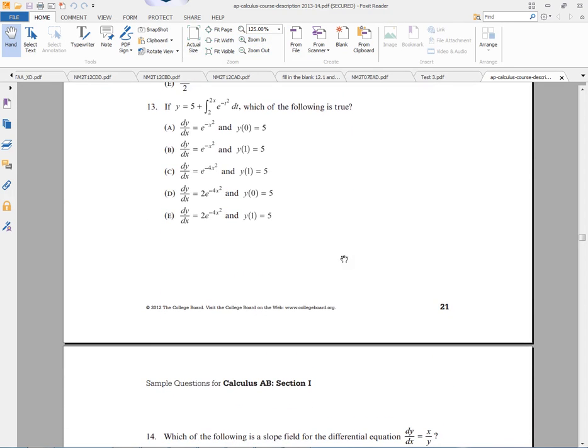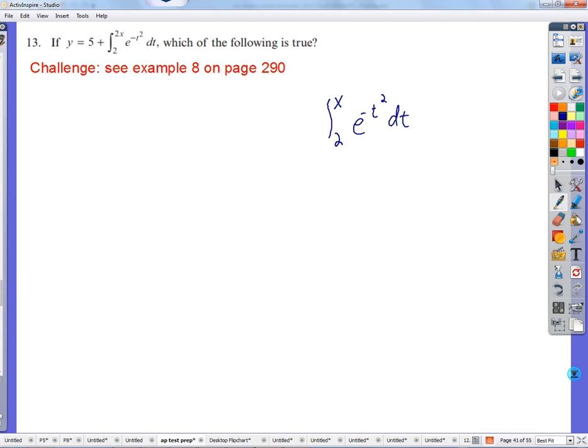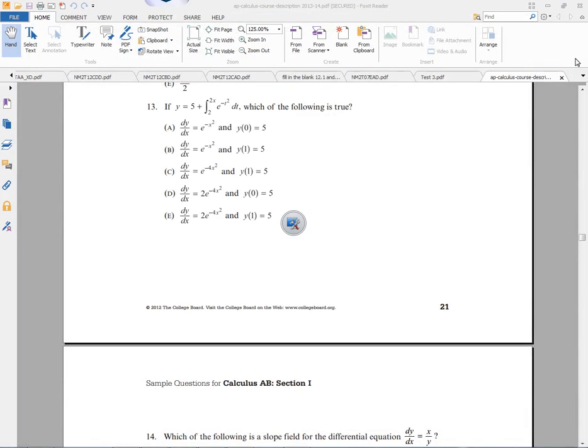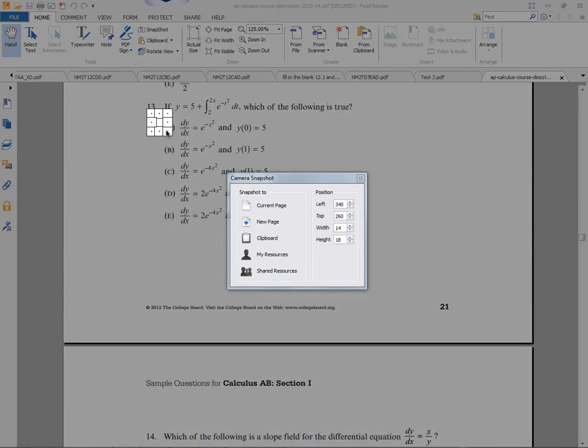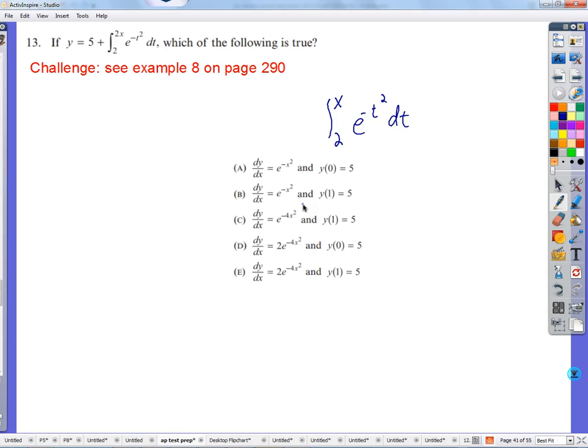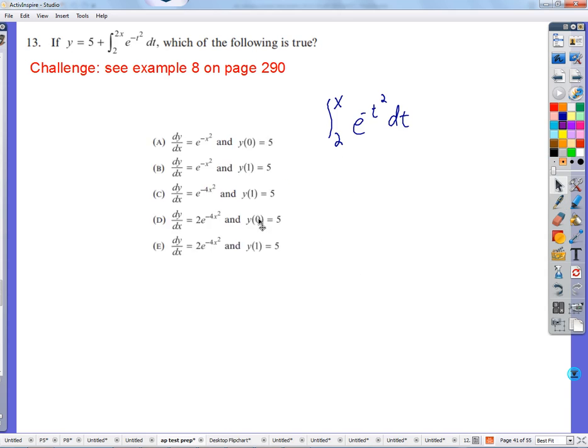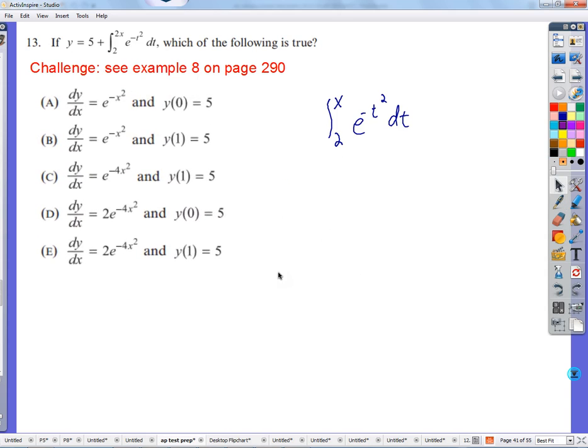Okay, so we'll look at it here. See the questions that it's asking about? The derivative of the function, dy/dx. So let's grab those multiple choice options. Okay, so there are the multiple choice options. We're supposed to decide which of these things is true. Clearly, all of the statements are about the derivative, so we're going to have to investigate the derivative of this function.